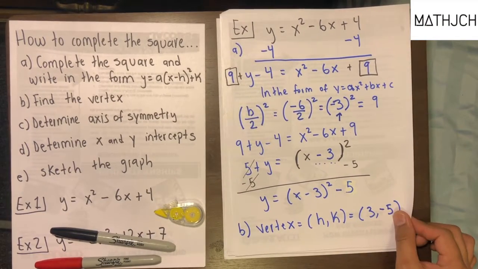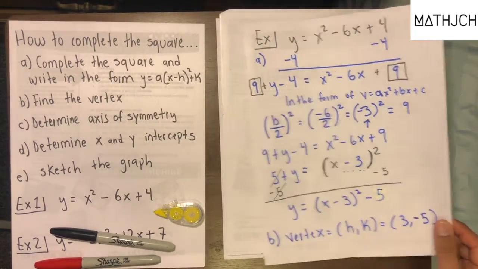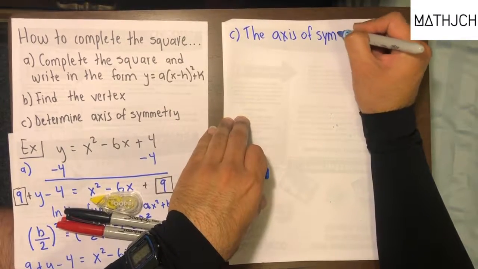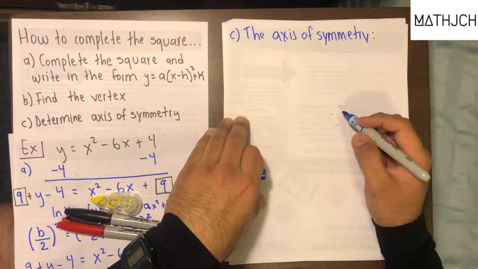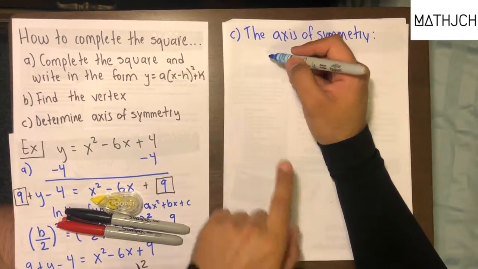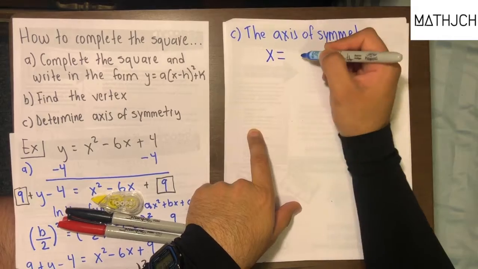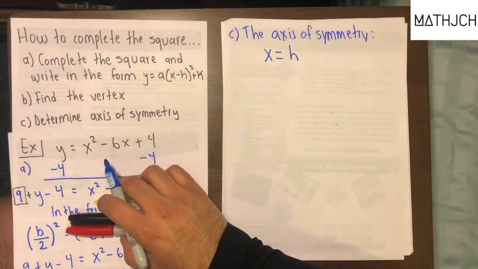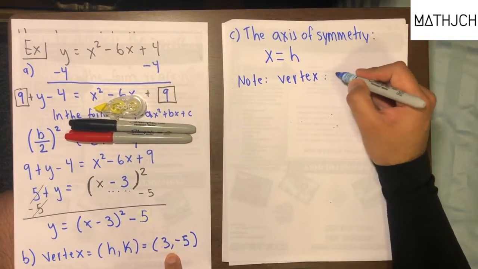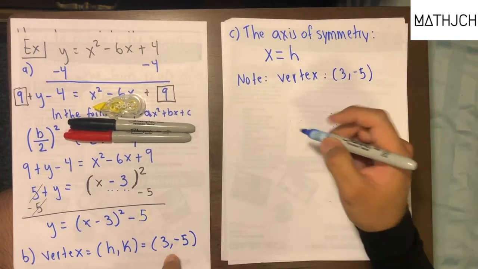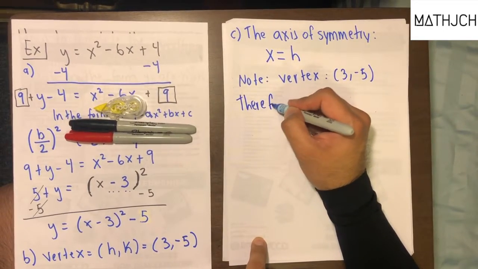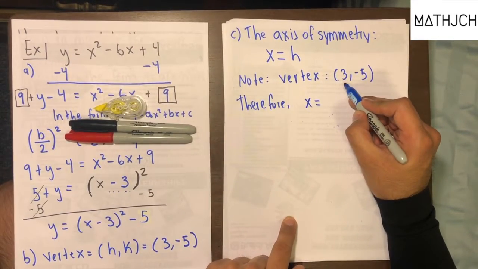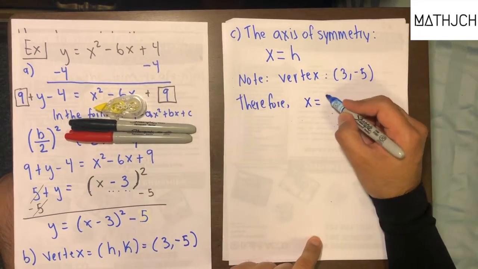Now let's go and work on part C. Determine the axis of symmetry. The axis of symmetry is really straightforward. It's going to be a function as well, or an equation, which is x equals to h value of the vertex. Notice that our vertex, right, is 3 and -5. Therefore, our axis of symmetry is x equals the h value, or in this case, the x value of this point, which is simply 3.